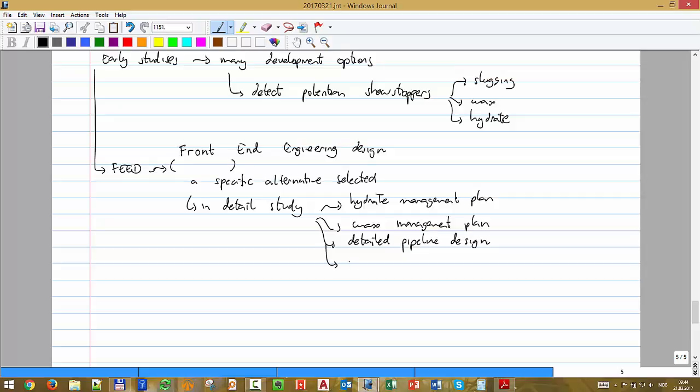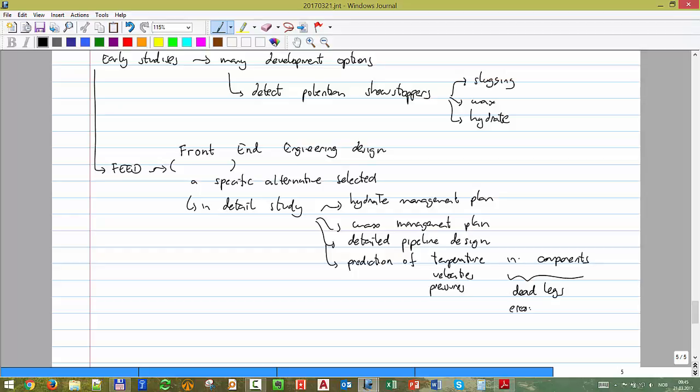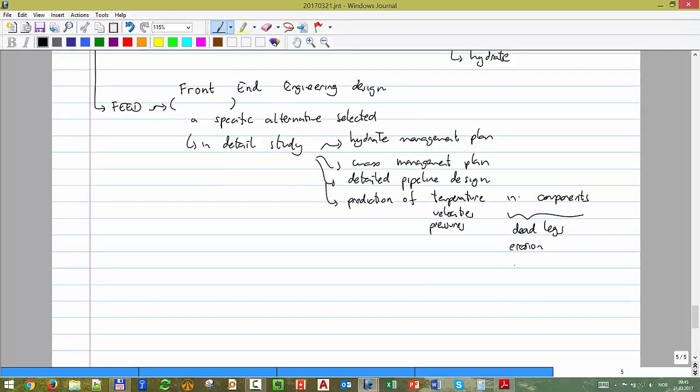Detailed pipeline design. So here we also have the prediction of temperature, velocities, and pressures in components. Okay, and that usually is done, like I told you, using CFD tools, and that gives me results for dead legs, for erosion, and then cold spots, if there are any particular cold spots. You also have flow-induced vibration, where you want to analyze the structure for any fatigue due to slugging in the subsea components.